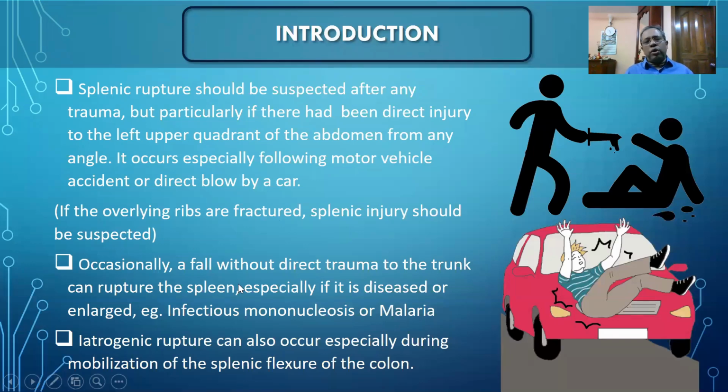Occasionally, a fall without direct trauma to the trunk can rupture the spleen, especially if it is diseased. That means if the diseased spleen is enlarged, it is more easily traumatized, for example in infectious mononucleosis or malaria.